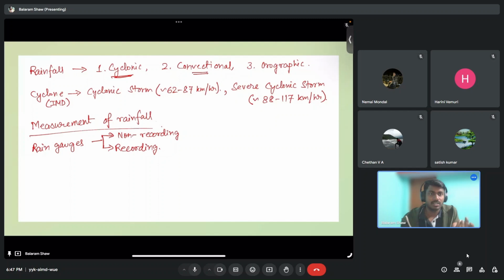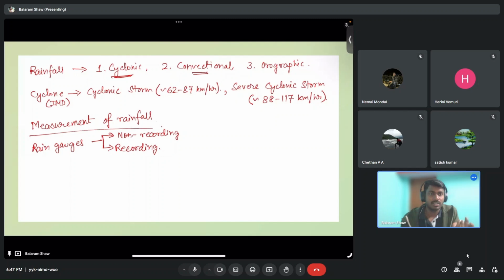The funnel is there so that evaporation is less. Otherwise, if we just keep one cylinder while rainfall is happening and we measure the rainfall, evaporation will also happen, so we would not know the exact amount of rainfall. That's why we have the funnel, so that only a small part of the water, if it is evaporating, will get evaporated.